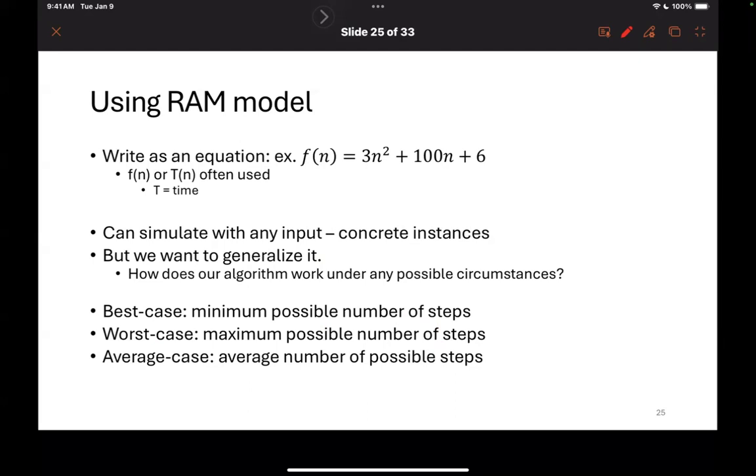All right, so once we have this equation, we can do 3 calculations. We want to know what is the best case performance for our algorithm, what is the worst case, and what's the average case. So if you go on to take 374, we will look at best case and average case. But today we're just going to look at the worst case. And so this is considering if the worst case happens, if every single time this if statement is triggered, what happens?